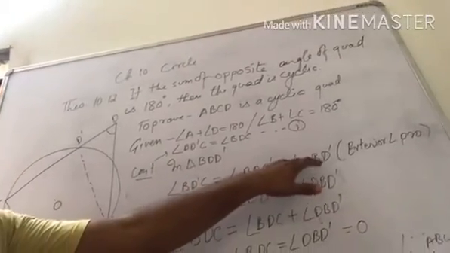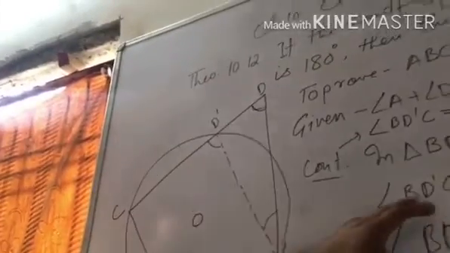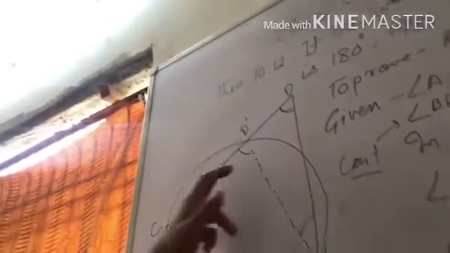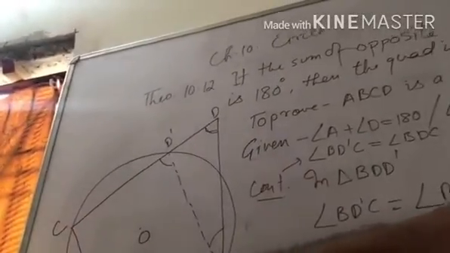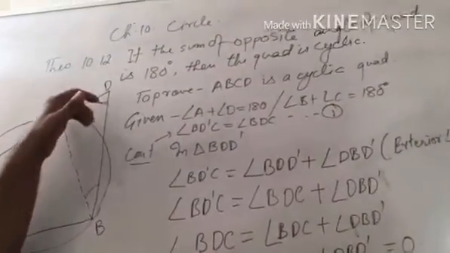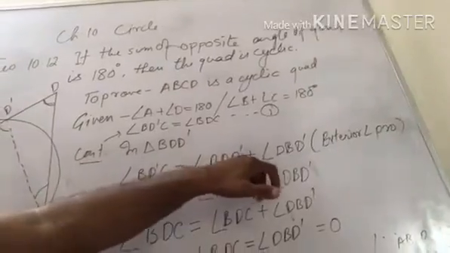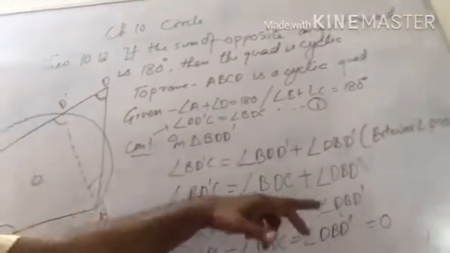plus angle DBD dash. Means if we are talking about this angle, this is the exterior angle, and these are the two interior angles. You can see BD dash C is the exterior angle, and the two interior angles are angle BD dash D plus angle DBD dash, and the reason is the exterior angle property.